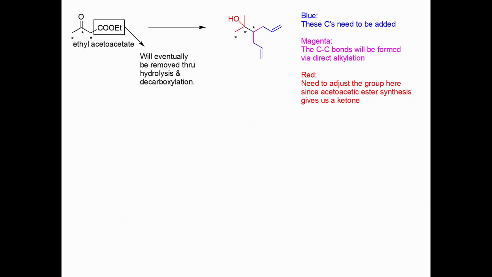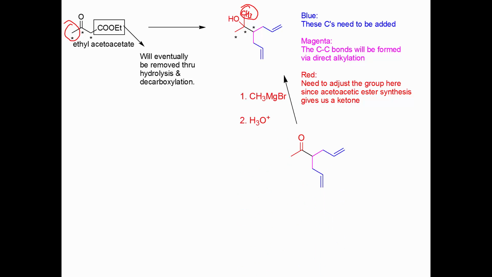Okay, all right, so let's look at this one, ethyl acetoacetate. Okay, so it's going to be transformed into this. The blue groups, those carbons are going to have to be added. I should also say that this carbon here, one of these methyl groups, is going to have to be added because we've only got one methyl group in the starting material. We've got two of them there. Okay, we're going to form the bonds that I've shown in magenta, and the red carbons, or the asterisk carbons, are going to come from ethyl acetoacetate.